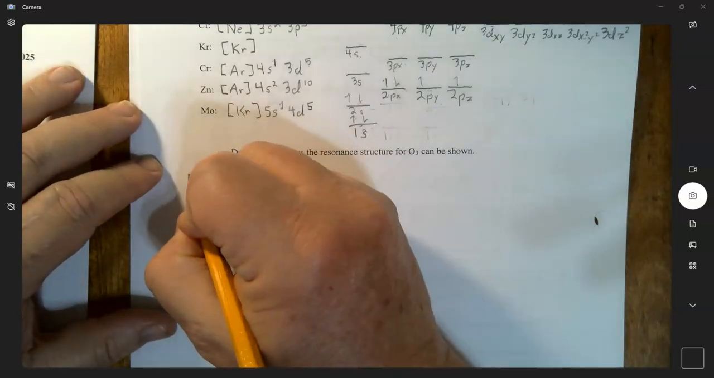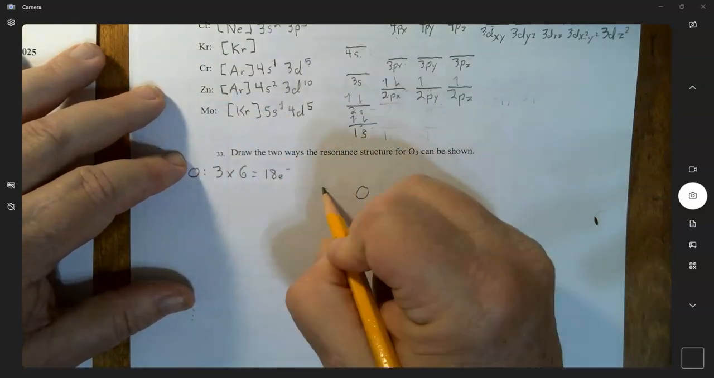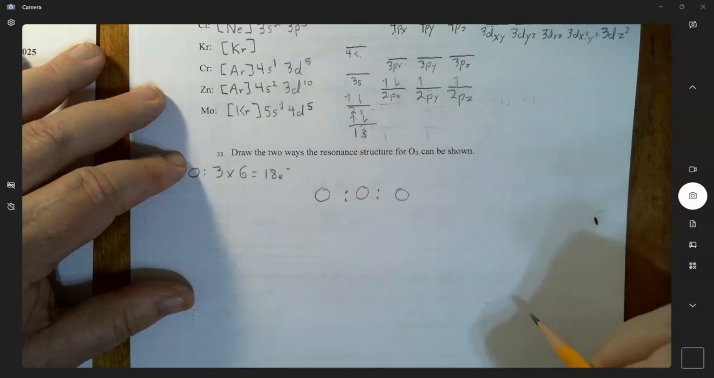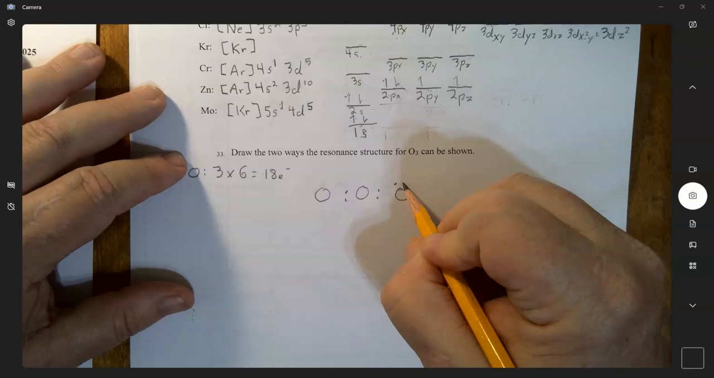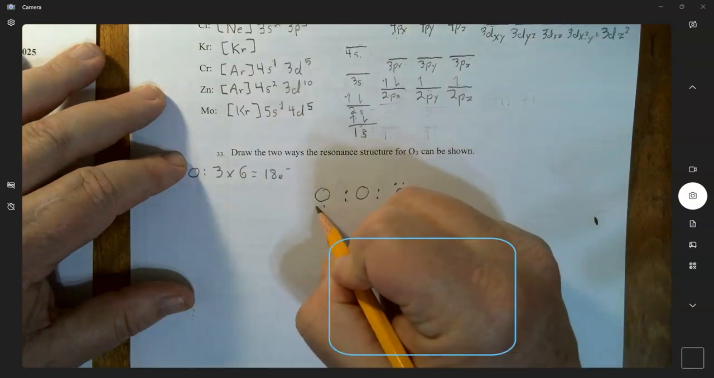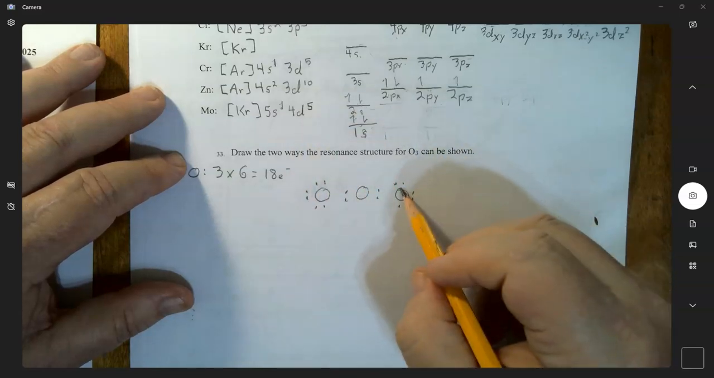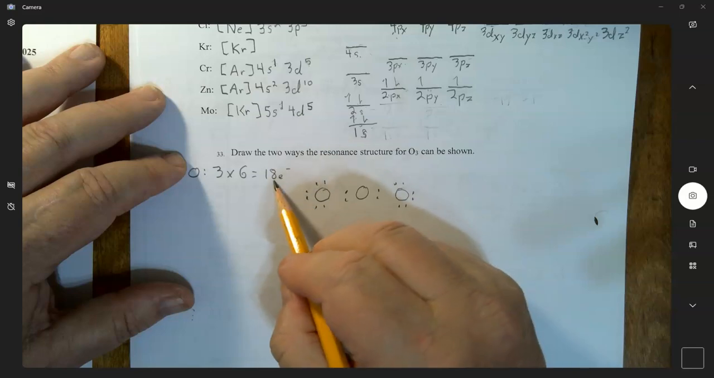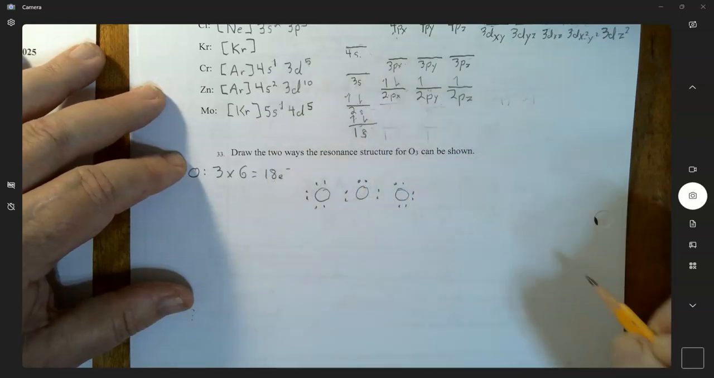So let's go on with that and draw 2 ways the resonance structure for O3 can be shown. So let's do the Lewis dot structure. So you got oxygen. So again, we're drawing it the standard way. Okay. Line them up. You got 3 oxygens. Now you create octets around every terminal atom. Okay, so now you have 16, and you have 8. You need to have 18, so you're going to put 2 more on the lone pair like that.